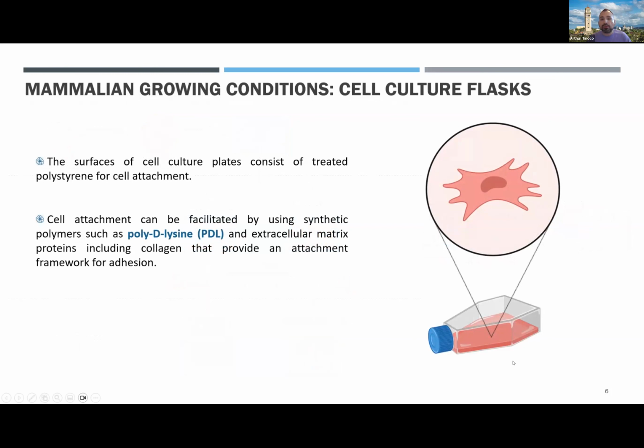So again, very important, if let's say that you're working with adherent cells, again, those are cells that can stick onto the surface, well, then you want to work with plates that have the surface treated to allow for cell attachment. So cell attachment can be facilitated by using synthetic polymers such as poly-D-lysine or PDL, and that allows for the extracellular matrix proteins from the cells, such as collagen, to be able to adhere to these polymers. So they form this interaction that allows them to stick onto the surface, and that's very important.